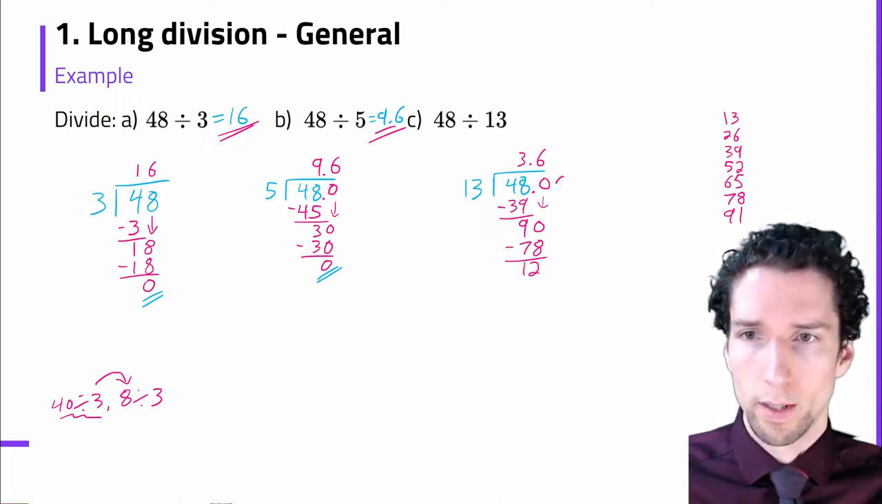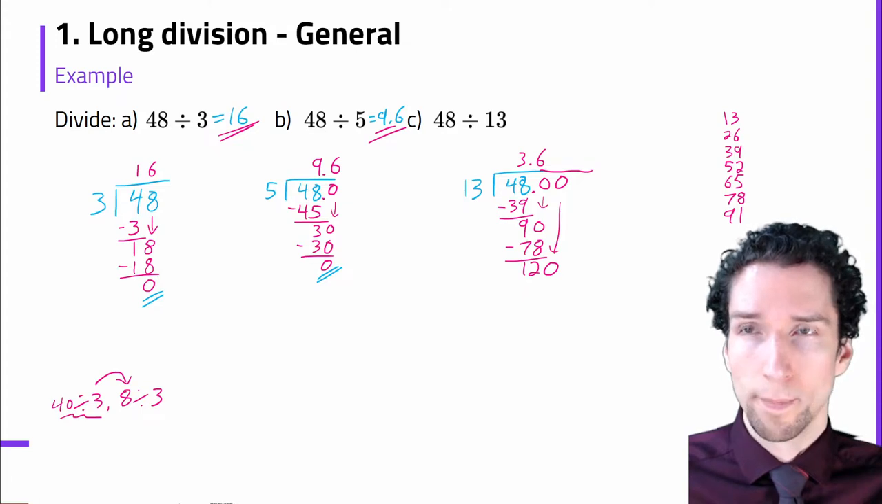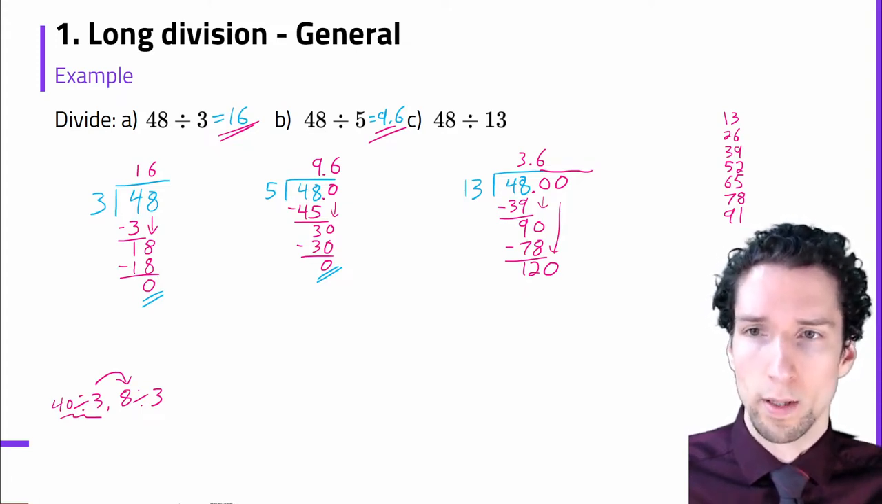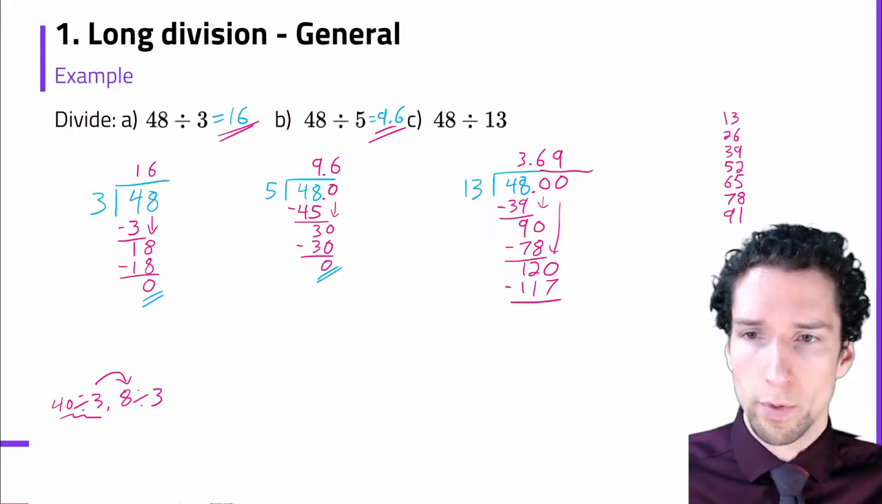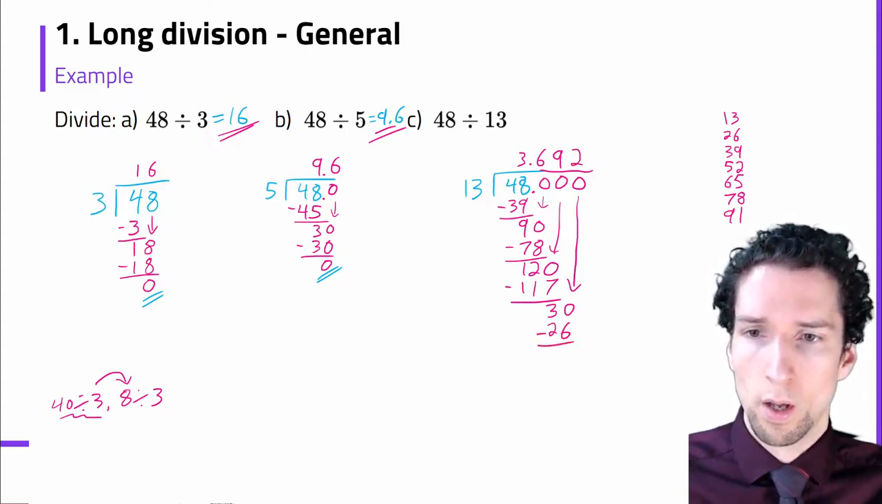All right, still not done. Let's add another 0 here. Carry that down, 0. So 13 into 120. Well, 13 into 130 would be 10, and it's going to be 1 less than that. So that's a 9 here, and 117. And we subtract, and we get 3. All right, still not done. Add a 0 here, and do 0 here. 13 into 30 will go in 2 times, and 26.